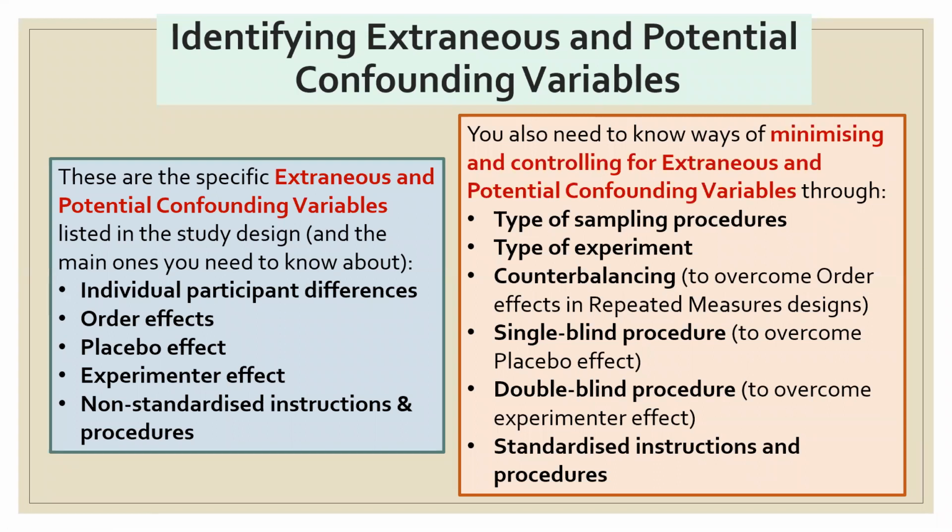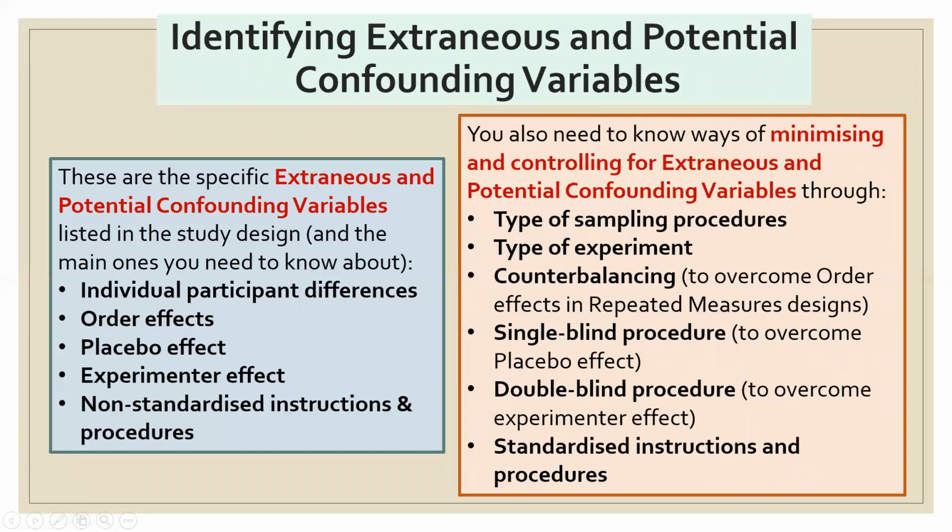Okay, so like I said before, these are the specific potential confounding variables listed in the study design. Sorry, I shouldn't write extraneous there. It should just be the specific potential confounding variables. So these are the only ones you need to know according to the study design.